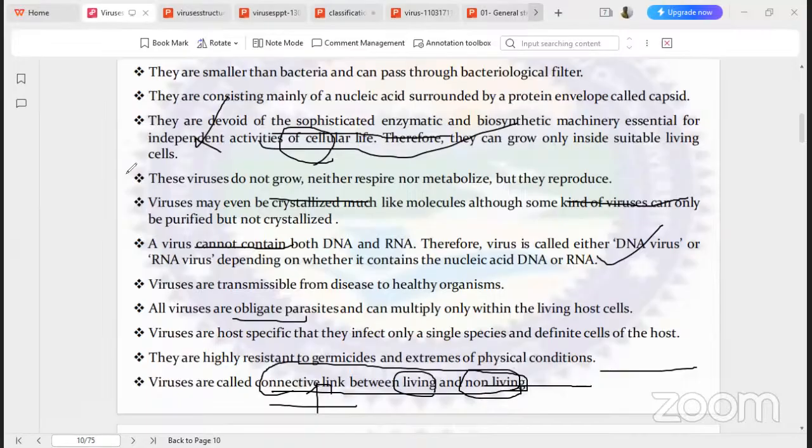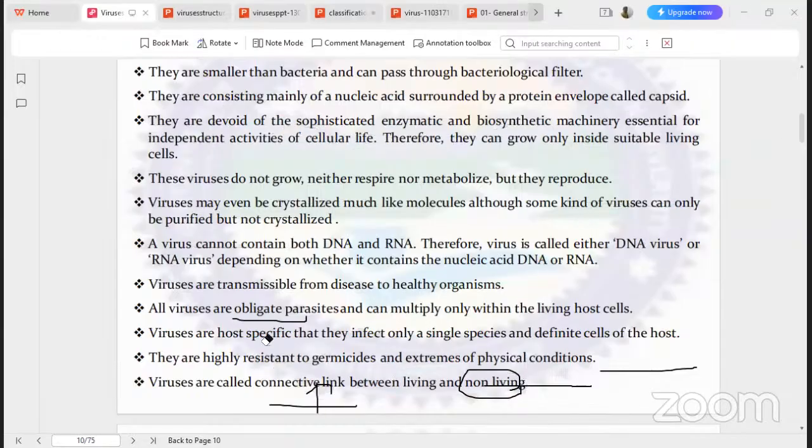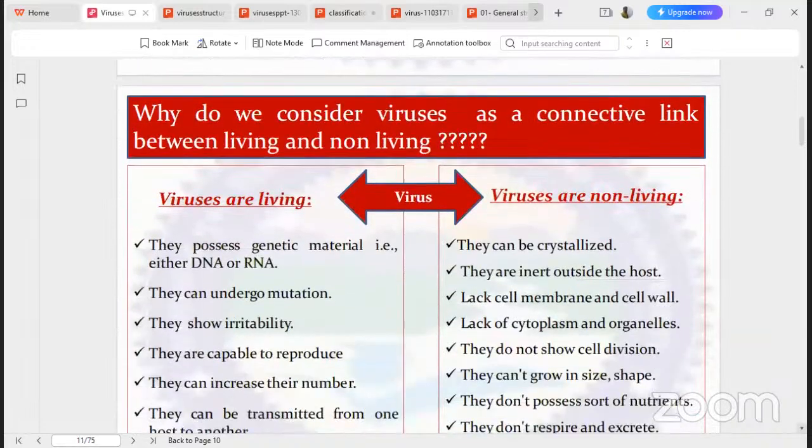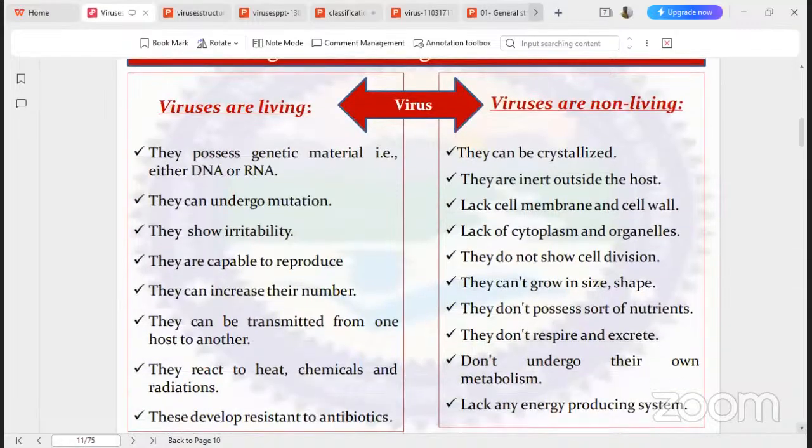What are those characteristics that we will see? We already studied the characteristics of living and non-living, but again we will see. What are those characteristics? What are the living characteristics?